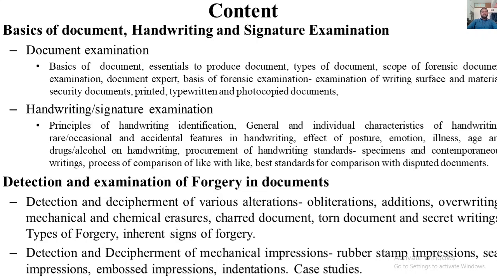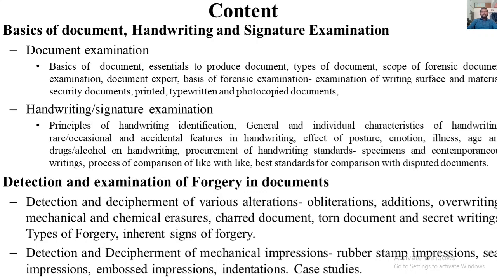Then also we'll have a discussion about forensic significance of charred document and their examination, torn document and their examination, and also we'll discuss the secret writings and its forensic significance and examination. And also we'll discuss about the types of forgery, then what are the inherent signs of forgery, and at last we'll discuss about the detection and decipherment of mechanical impression, that is rubber stamp impression, seal impressions, embossed impressions and indentations. And at the last we'll discuss about different case studies related to handwriting, signature and forgery examination.